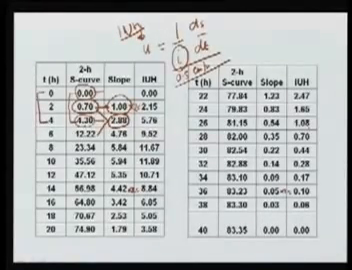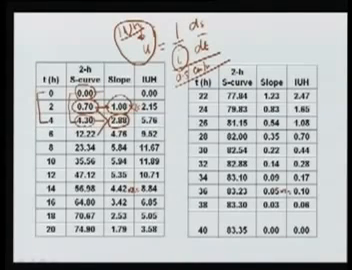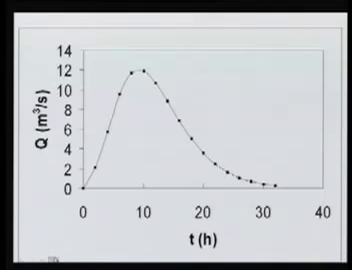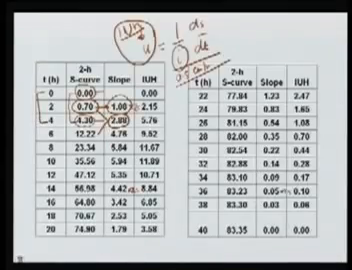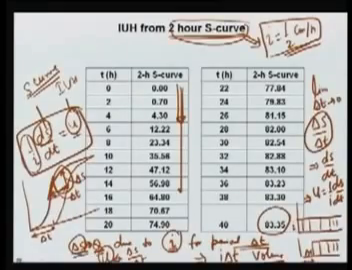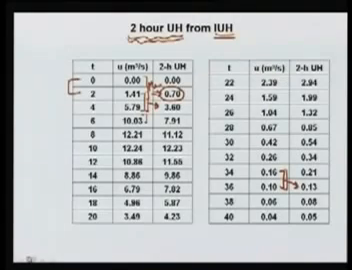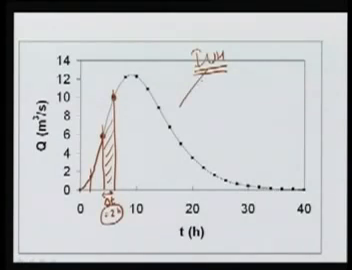So in this way, given a 2-hour unit hydrograph, we can derive an IUH for that particular basin, and in this case the IUH turns out to be like this. We can join them with a smooth curve, and this IUH comes out to be very similar to the IUH which we had used to derive the 2-hour UH.